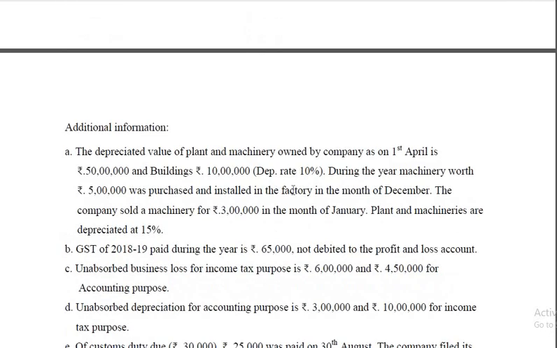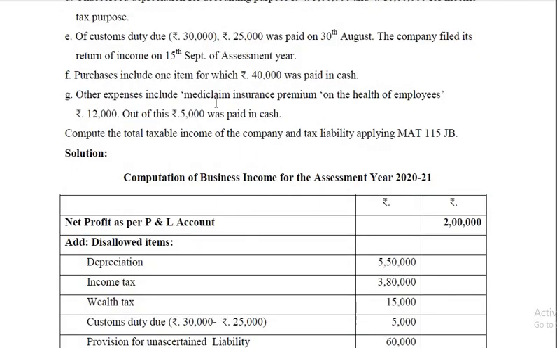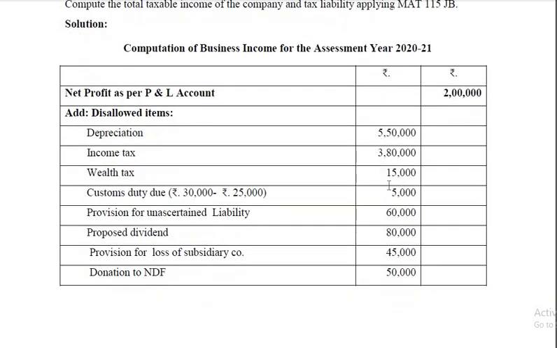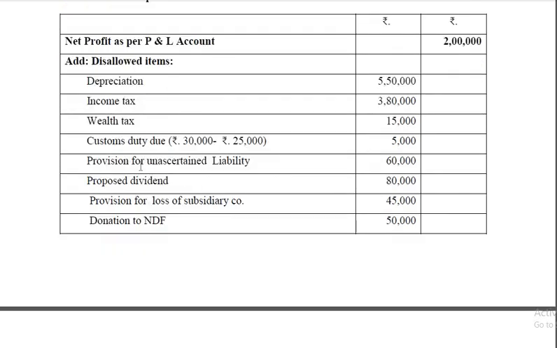Okay, let us go through the solution now. I have explained everything here. Net profit as per profit and loss account is 2 lakh. Depreciation 5,50,000 should be added back. Income tax is to be added back. Wealth tax, customs duty unpaid before filing income tax returns.